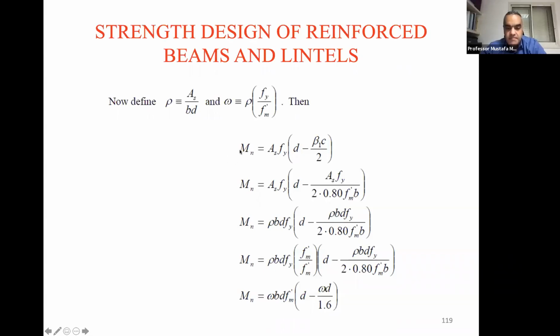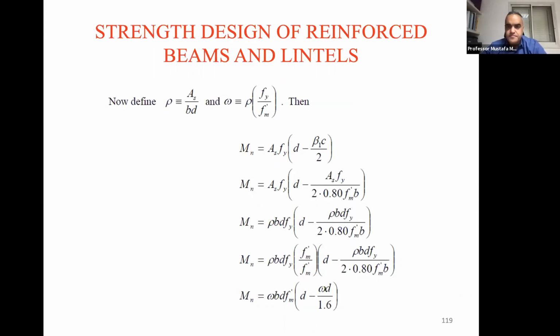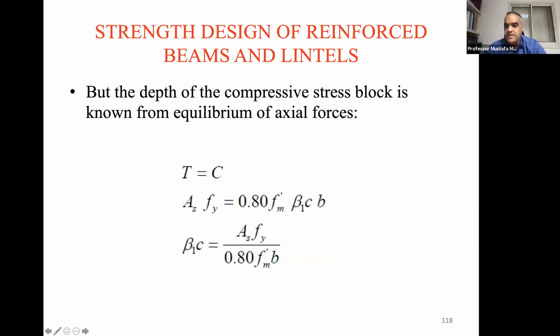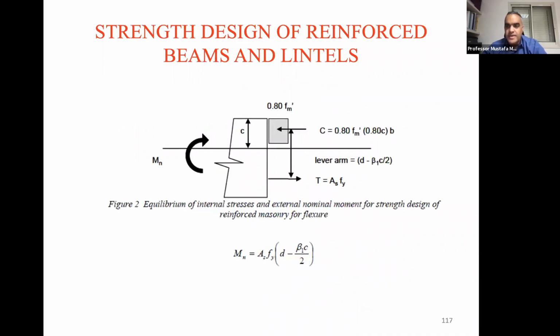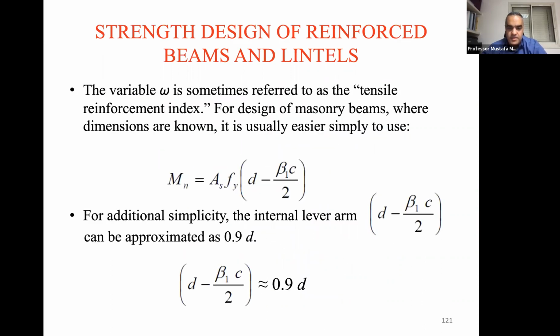Making these substitutions, you will get to this nominal moment equation, which is a function of the dimensions, the strength, and the reinforcement index. This is again similar to concrete. Some people are used to this because it has its uses. If you ask me, I will just use the first one, because it depends on this free body diagram, which we all can draw and use to find the capacity.